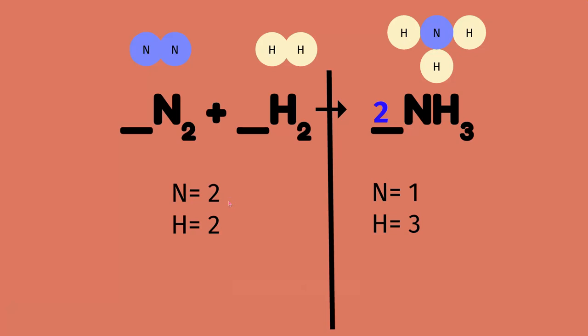That 2 coefficient applies to the N and the H. So that's going to change the N to 2. And then I multiply the subscript and the coefficient, so 2 times 3. So that changes the H to 6.